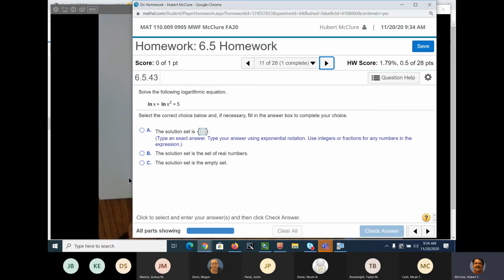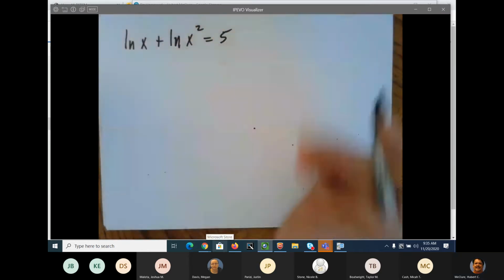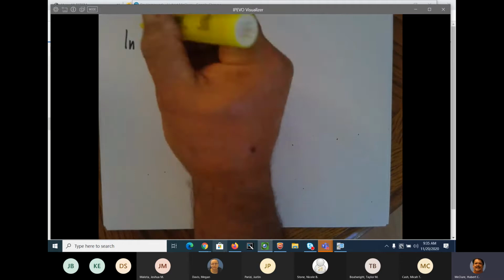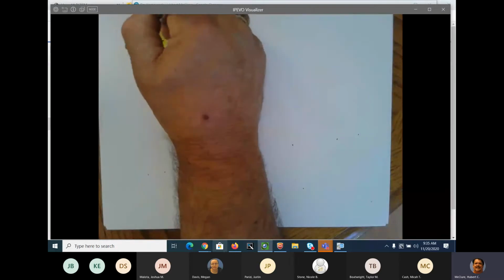Let's do that one because that one is natural log and some of y'all might freak out because of that. Natural log of x plus the natural log of x squared is equal to 5. So use our property rules, and I'm going to highlight this positive. This positive right here tells you product rule.